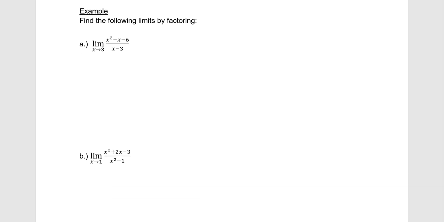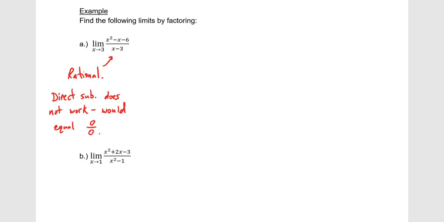Okay, so first example, let's find the limit of x squared minus x minus 6 over x minus 3 as x approaches 3. Immediately you should say, okay, this is a rational function. You might think that direct substitution would work, but if you tried to use direct substitution, you would end up with 0 over 0. 0 over 0 is not a number. It's called indeterminate form, and that does not work. That doesn't tell us anything, which means we cannot do that. So first, we're actually going to have to try to factor this.